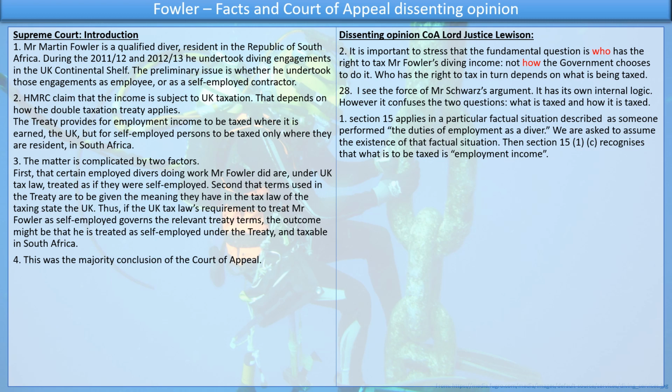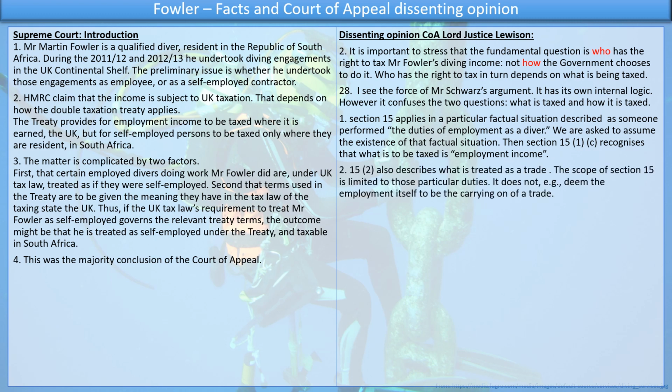1. Section 15, and that is the UK law that it refers to, applies in a particular factual situation described as someone who performed the duties of employment as a diver. We are asked to assume the existence of that factual situation. So in other words, Fowler was a diver qualifying for Section 15. Then Section 15(1)(c) recognizes that what is to be taxed is employment income.